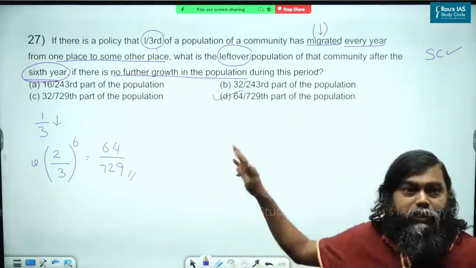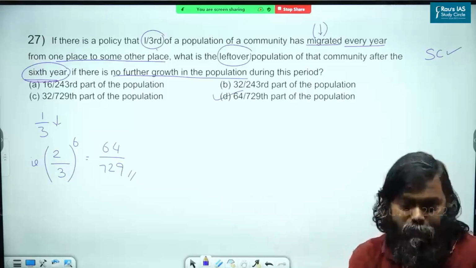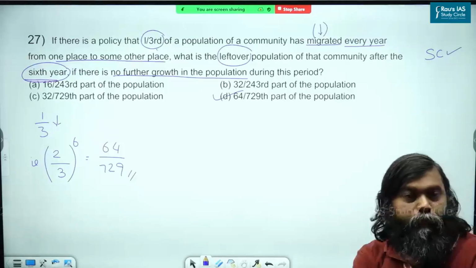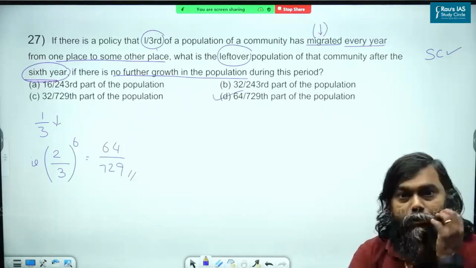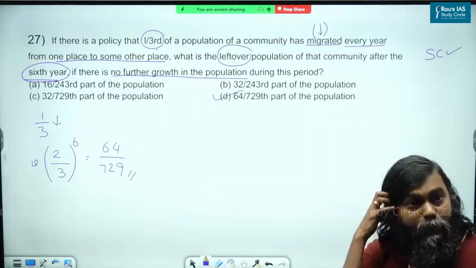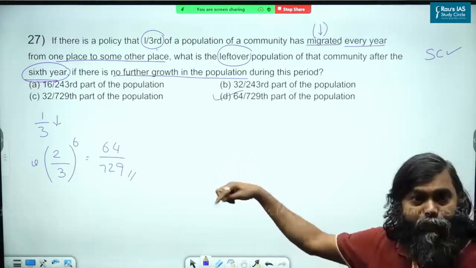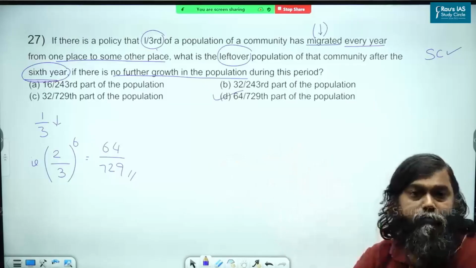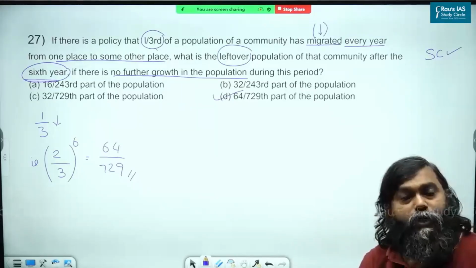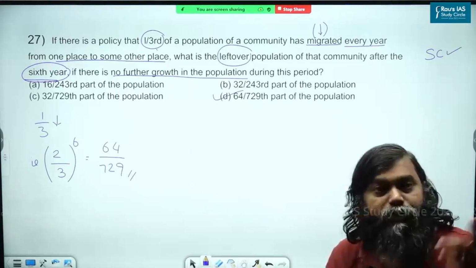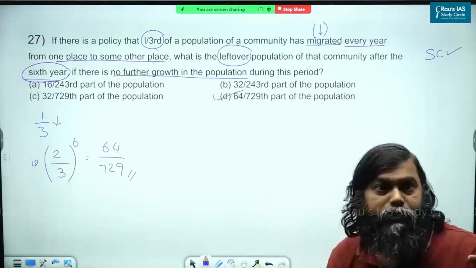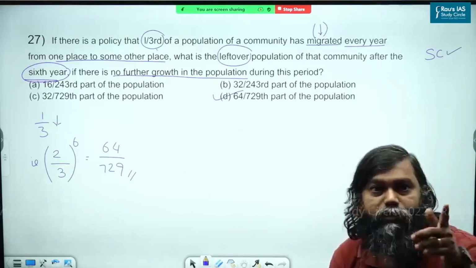If you solve by generalization, what is the meaning of 64 by 729? 729 is the total or original, and 64 is after 6 years. Now, left out is 64. The difference between these two is the number of people who migrated. If you solve by generalization, first you derive original and final. You are able to derive net or effective changes, but you are unable to derive the individual year difference in value.